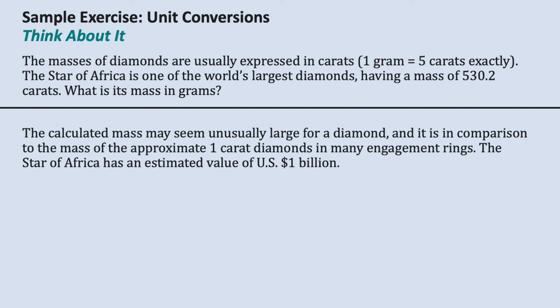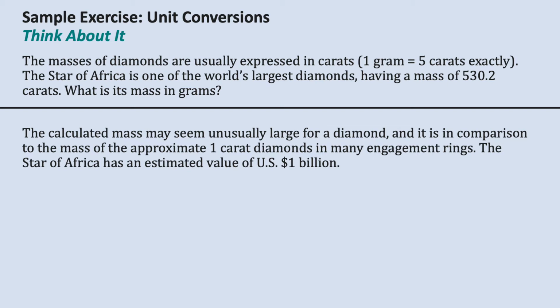So the last part of COAST is to think about it. So, let's see if this answer makes sense. The calculated mass might seem really large for a diamond. So 1 gram is about the mass of an M&M, one piece of M&M candy. That's how it's sometimes described. So 100 M&M candies, that's a pretty big diamond. But this is also an enormous diamond.